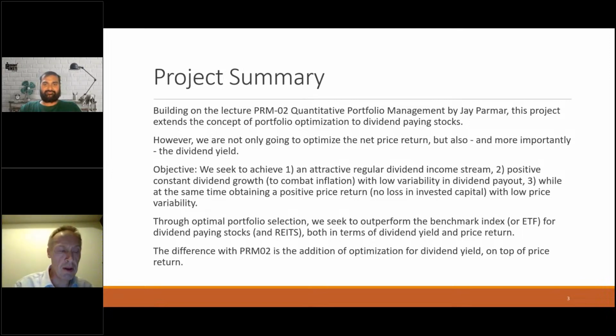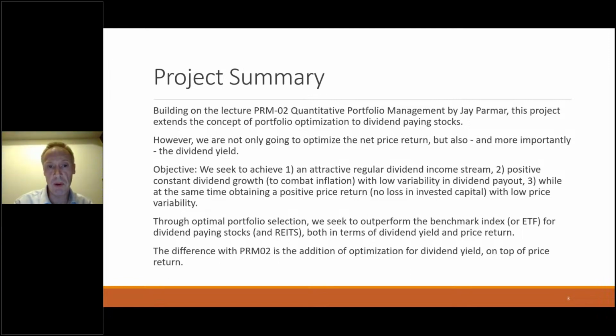The project that I chose builds upon the lecture PRM02 Quantitative Portfolio Management by Jay Palmer, which I personally found one of the better lectures in the whole program. But it was focused on optimizing portfolio value, purely the price or the value of the portfolio, maximizing. I took one step further. I extended it to optimizing the dividend yield that you can obtain through portfolio management. So I extended it to dividend paying stocks.